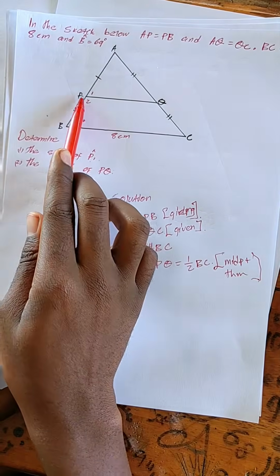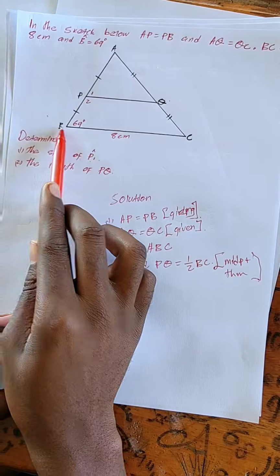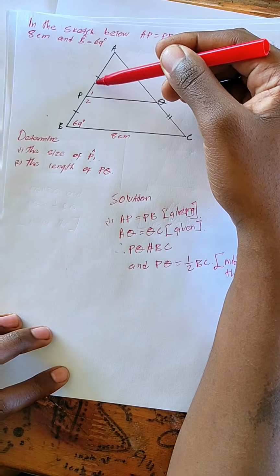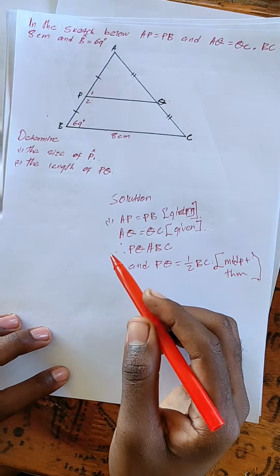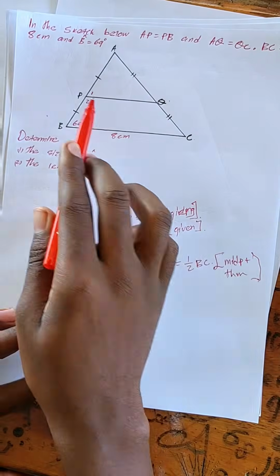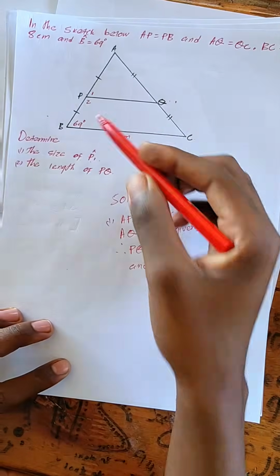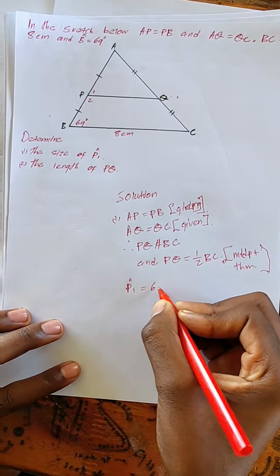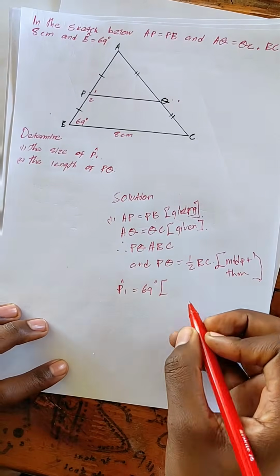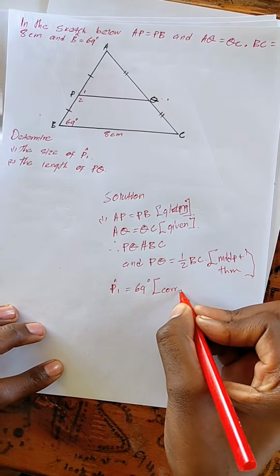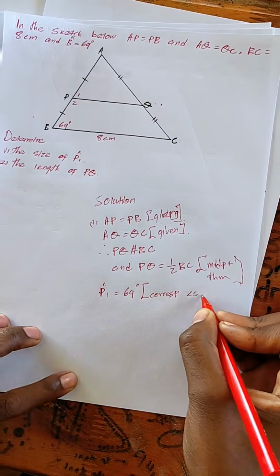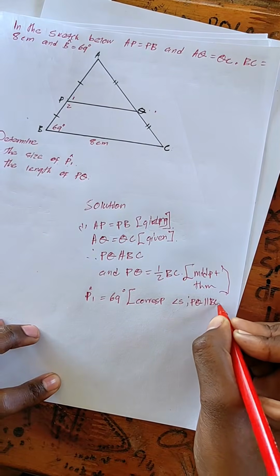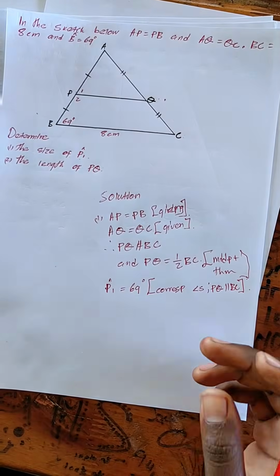So since now we know that PQ is parallel to BC, now we can say angle B is equal to angle P1. Then that will be corresponding angles, because PQ is parallel to BC. So from this we can say angle P1 equals 69 degrees. What is the reason for that? These are your corresponding angles, because PQ is parallel to BC, and we just proved that using the midpoint theorem.